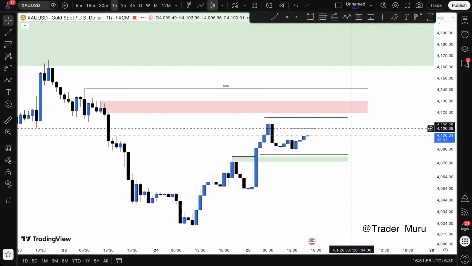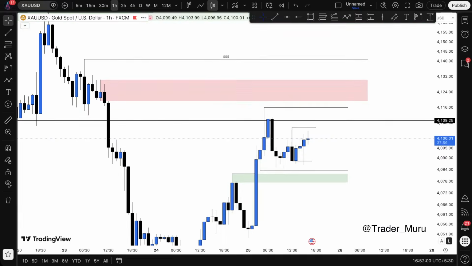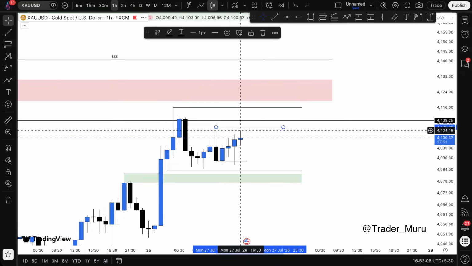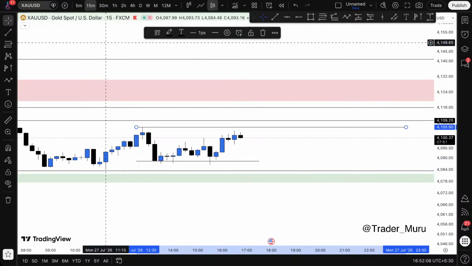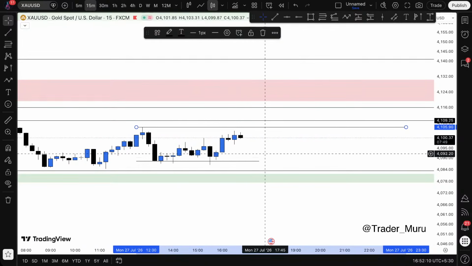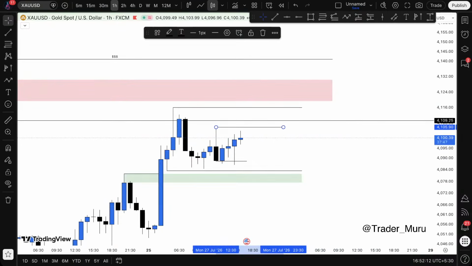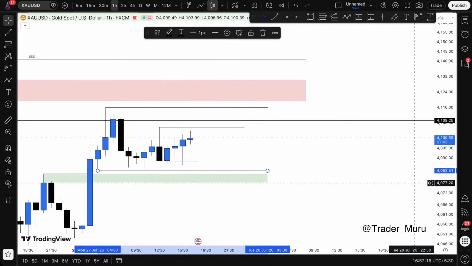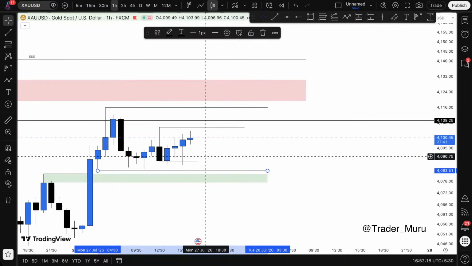And if you want to short gold, wait for this high to get swept, close back below in the 1 hour time frame, and the 15-minute momentum to break, then you can short it. For the scalp, the target is this liquidity, 4081.